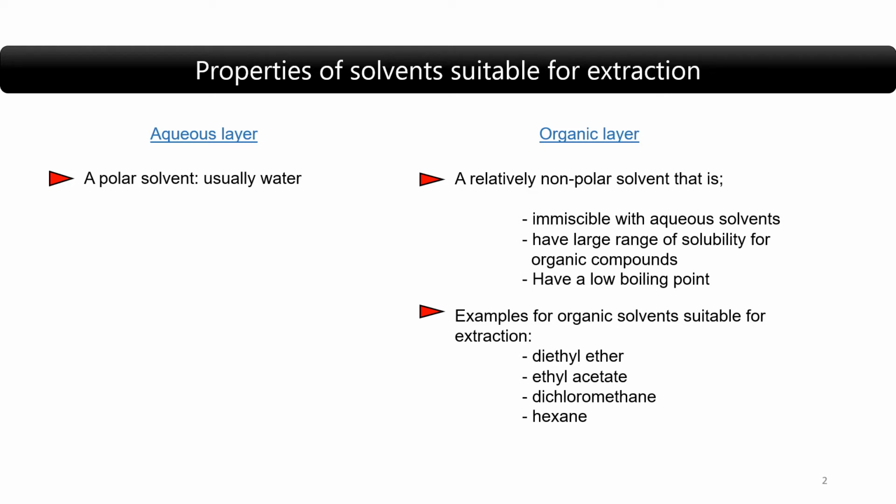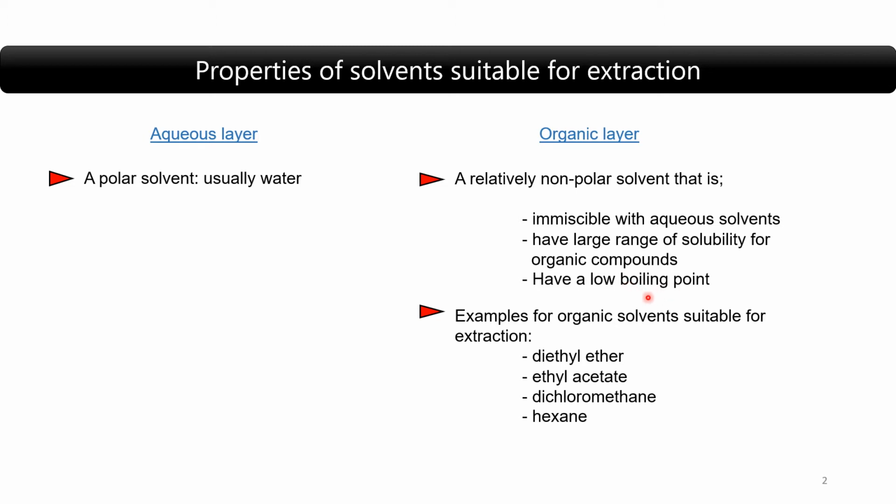Properties of solvents suitable for extraction. Obviously, one of the solvent pairs would be a polar solvent like water, which will constitute the aqueous layer. And the organic layer should be made of an organic solvent which is relatively nonpolar and immiscible with the aqueous solvent. And also, it should have a large range of solubility for a large number of organic compounds. And especially, it should also have a low boiling point.